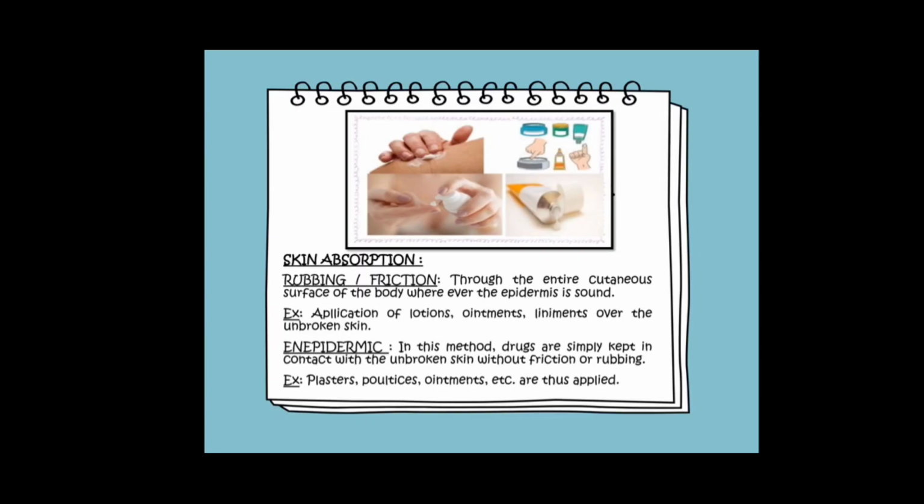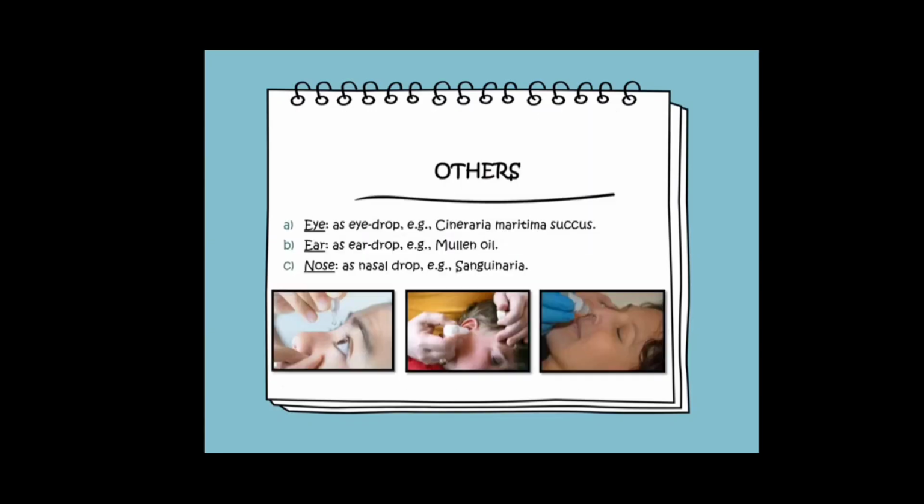are thus applied. There are some other modes of administration of drugs in the form of drops. Examples, Cineraria maritima succus is used as an eye drop. Mullein oil is used as an ear drop. And sanguinaria is used as a nasal drop.